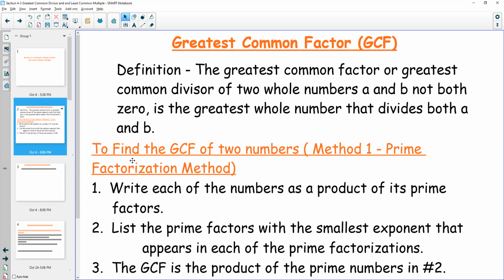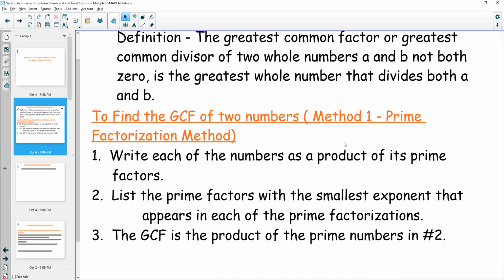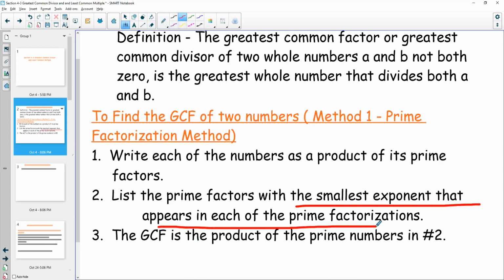First is prime factorization. What you're going to do is write each of the numbers as a product of its prime factors. Then you're going to list the prime factors with the smallest exponent that appears in each prime factorization. The product of those prime factors is the greatest common factor. So bear with me.